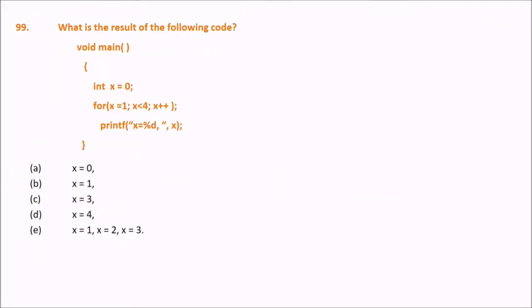100, 10 into 10. Next is, what is the result of the following code? X equal to 0, X equal to 1, and X less than 4, X plus plus. Then we will print something. So what will be printed? 1, 2 and 3 will be printed. So this will be the answer, but it is not.